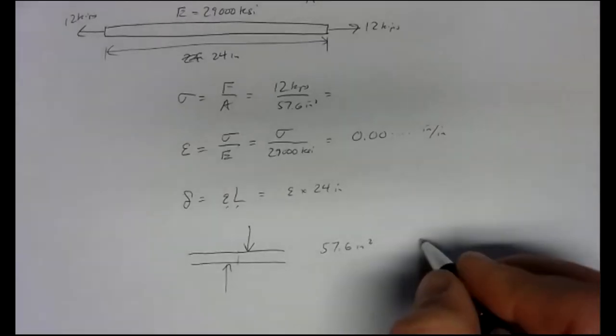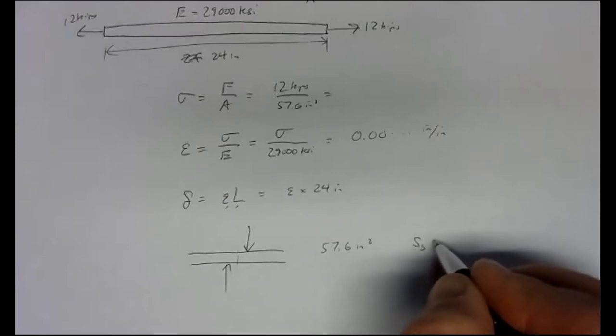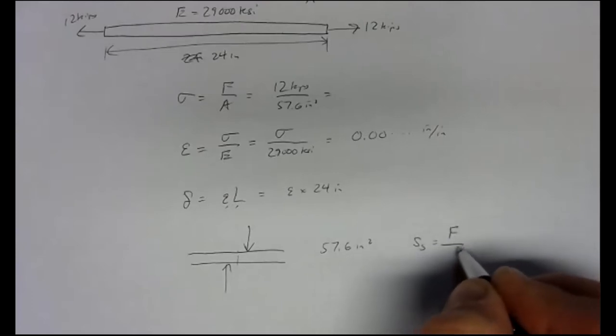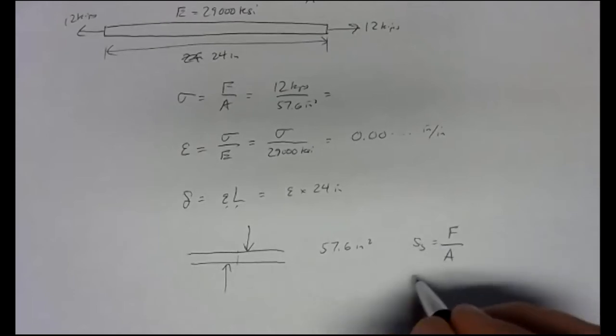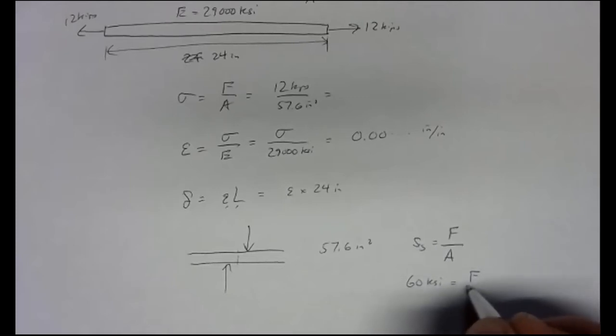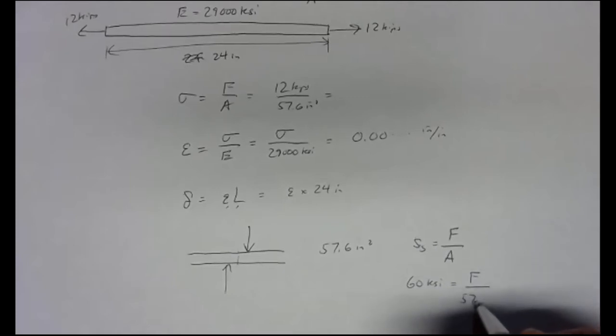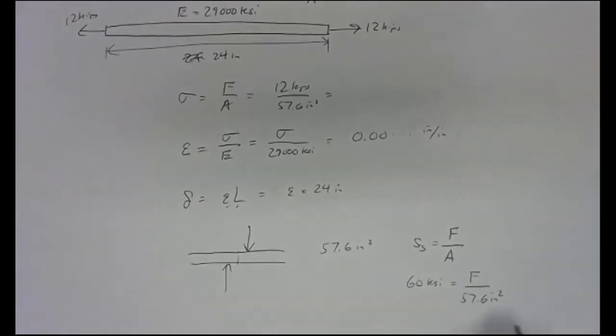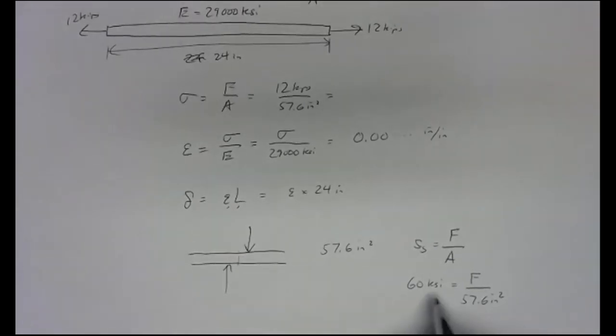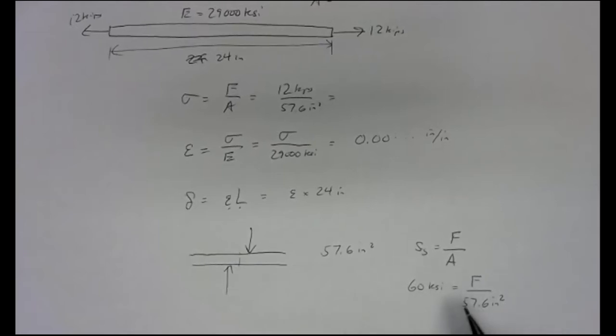The shear stress, to get it to break, we have to hit the ultimate shear stress. So shear stress is force over area. We know the shear stress is 60 KSI. We don't know the force, but we do know the area, 57.6 square inches. So we'd cross multiply. For every square inch, it's going to take 60 kips to shear through.